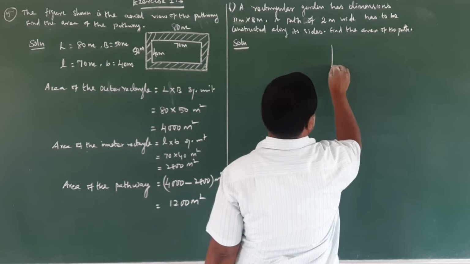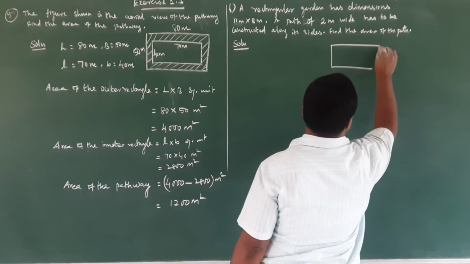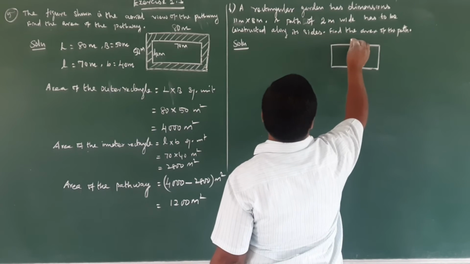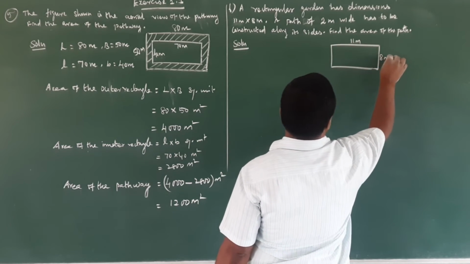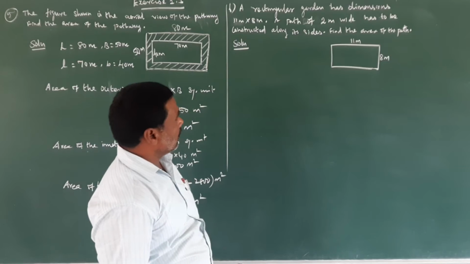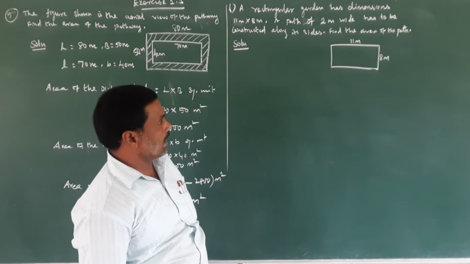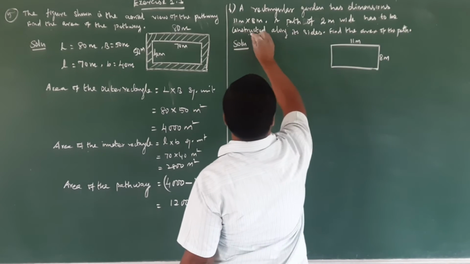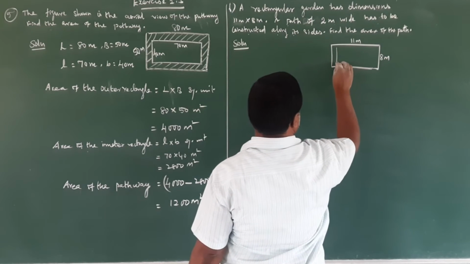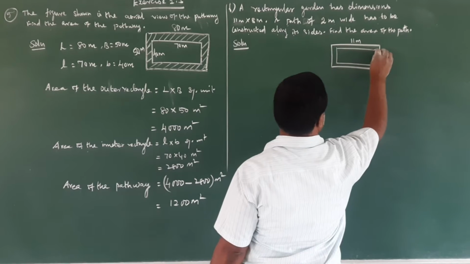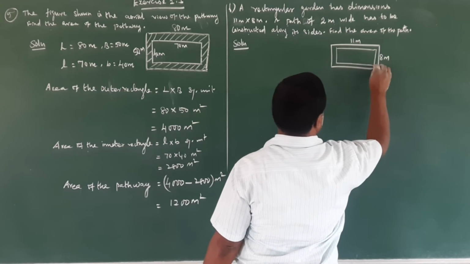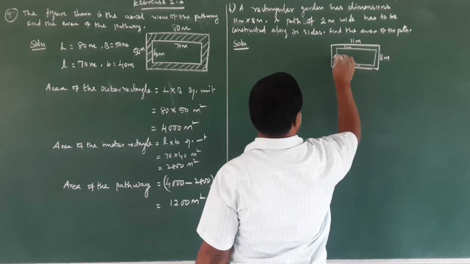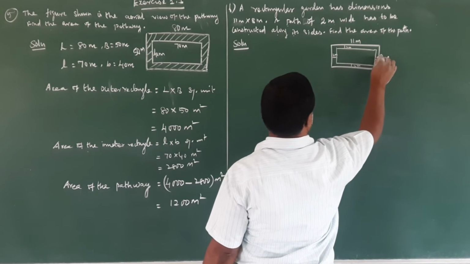Now that is a rectangle. The rectangular garden: how many meters? 11 meter, 8 meter. First step, diagram. Second, a path of 2 meter width has to be constructed along its sides. Now this is 2 meter, 2 meter, 2 meter.